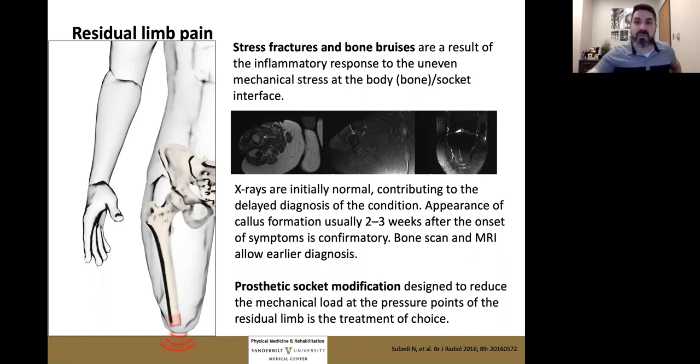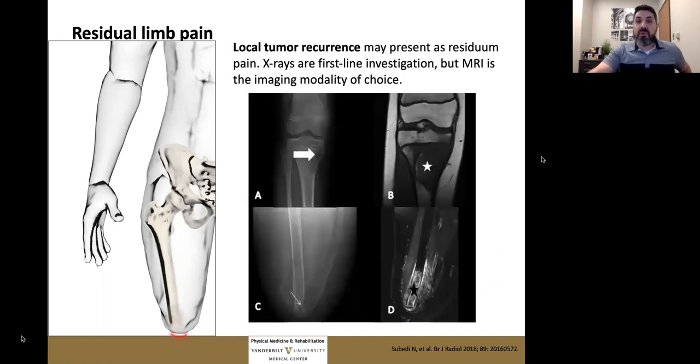What are we dealing with here, right? Okay. So local tumor recurrence, obviously, for those cases, may present as residual pain. X-rays are first line, especially if we had a history of cancer, which should always be in the back of our minds. Because a lot of the time we think this is prosthetic, like, oh, it's a bone bruise. When it's a patient with a history of cancer, this should be really high up there for us, okay?